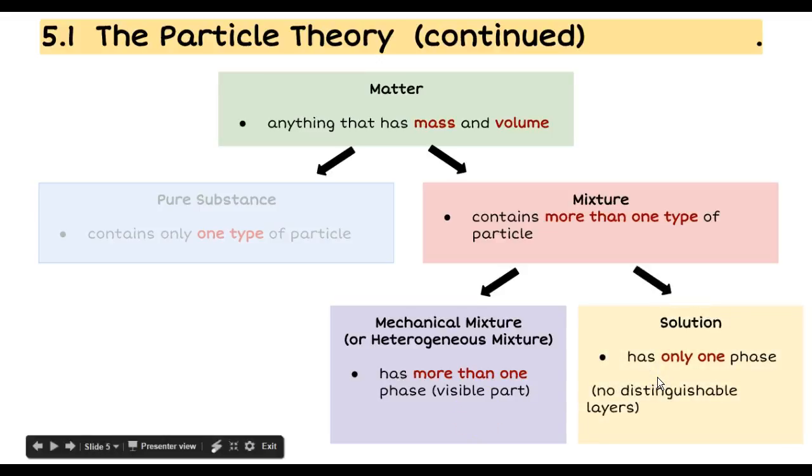The other type of mixture that one might have is the one that only has one phase or one distinguishable layer. A good example of that would be a cup of tea. In a cup of tea I've got the tea extract and I've got the water, but I can't really see where the water begins and the tea ends. Not usually, anyway.